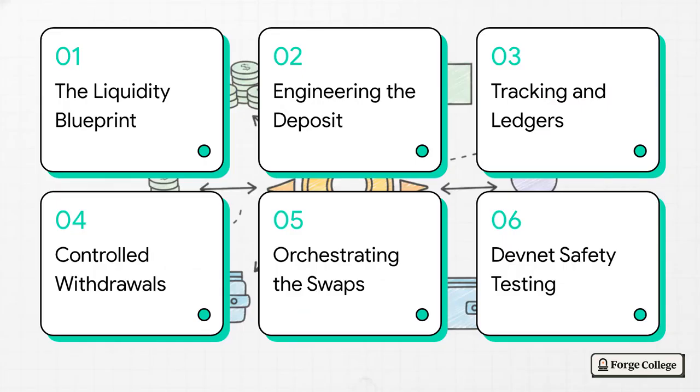Okay, let's dive into this master schematic. Our agenda today covers the liquidity blueprint, engineering the deposit, position tracking and ledgers, executing controlled withdrawals, orchestrating the swaps, and finally, devnet safety testing. Basically, our goal is to build testable code paths on the Solana devnet without blowing up the plumbing.